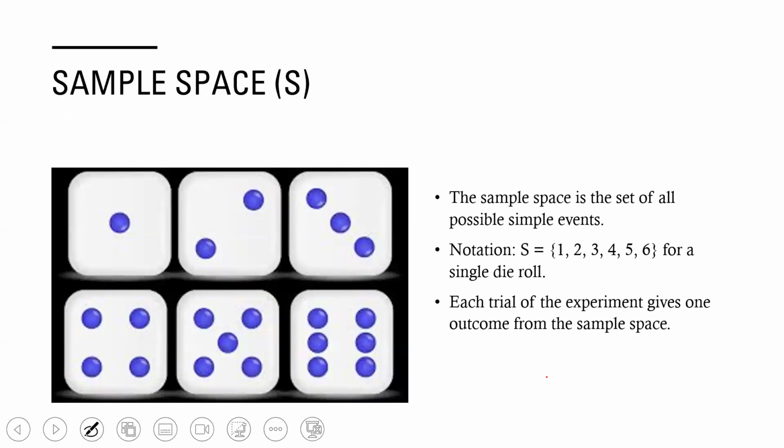So the sample space, which we label with the capital letter S, is simply the set of all possible simple events. If we roll one six-sided die, then the sample space is capital S equals {1, 2, 3, 4, 5, 6}. These curly brackets indicate that it is a set. Every outcome that could possibly occur is listed here.